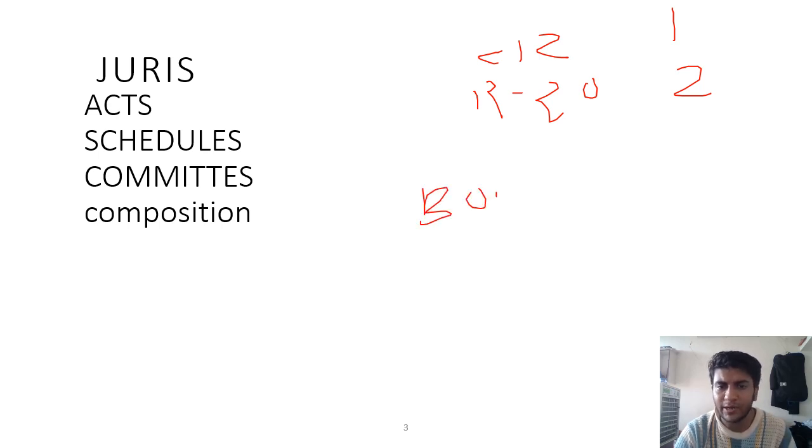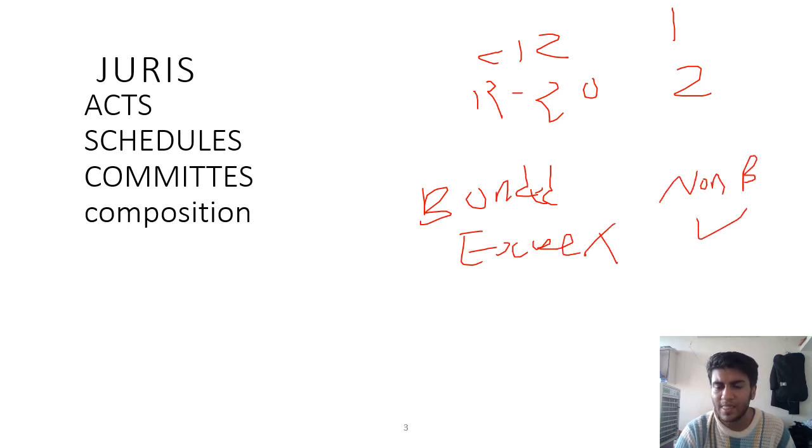Then what is bonded and non-bonded manufacturing? Bonded is the one in which excise duty is not being paid, while in non-bonded we pay the excise duty. And also ad valorem, how much percent homeopathic alcohol is allowed, right? So all that you need to know.